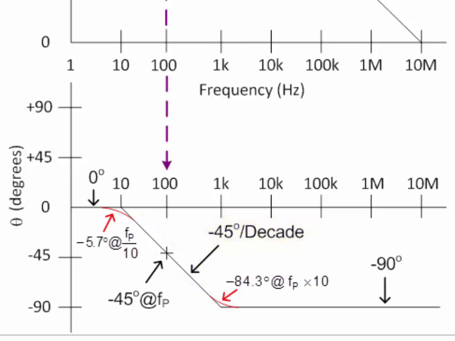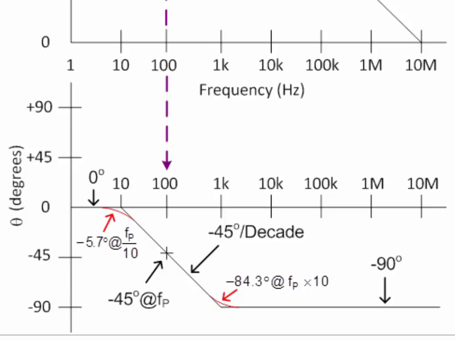Considering frequencies that are lower than 1 decade below the pole, the phase shift is 0 degrees. For frequencies greater than 1 decade beyond the pole, the phase shift is minus 90 degrees. Notice that Bode plots and phase plots are drawn using straight line approximations. In reality, the function will deviate from this approximation.